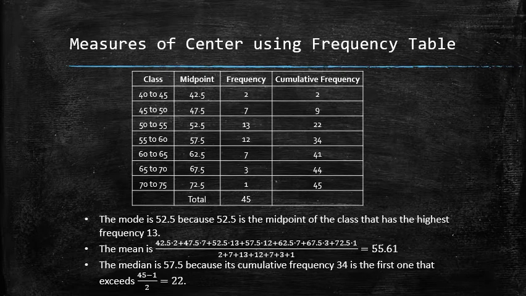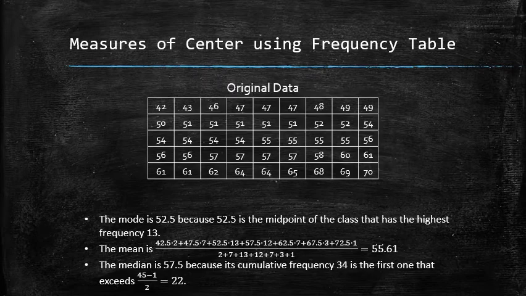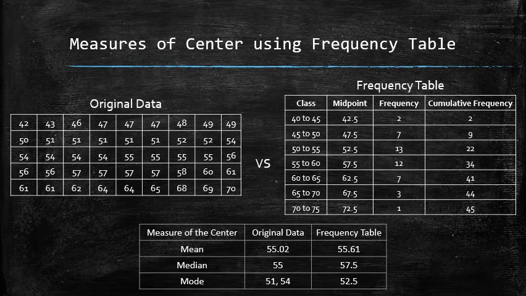You may not recognize this data set, but previously we have found the measures of center of the same data given to us in this format. Let's compare the results obtained using the original data against the results that we just obtained from the frequency table. Why do the answers not match?